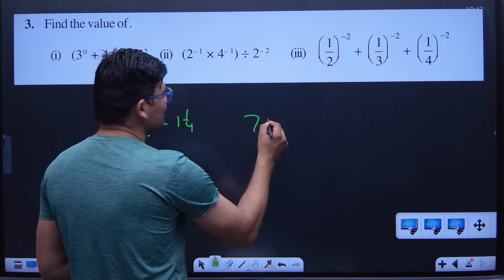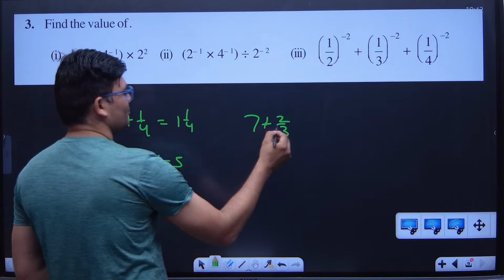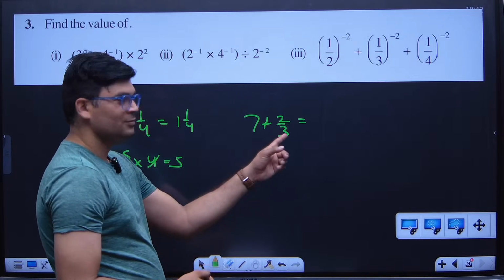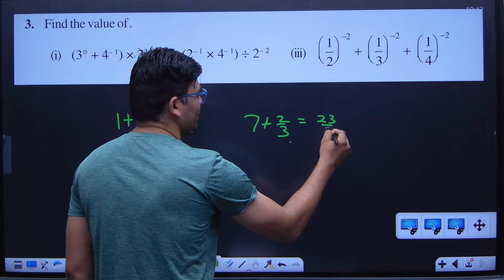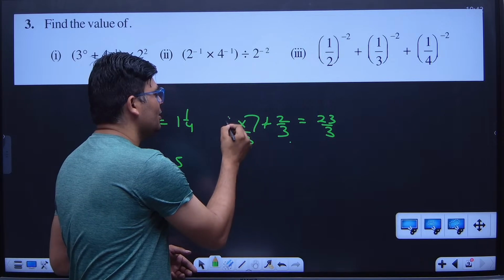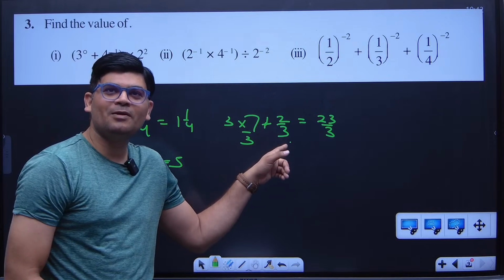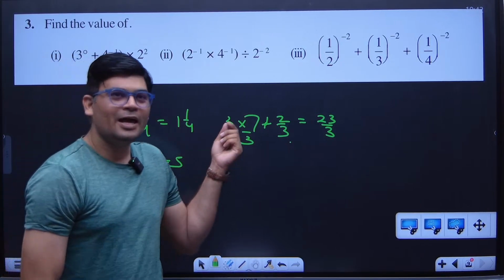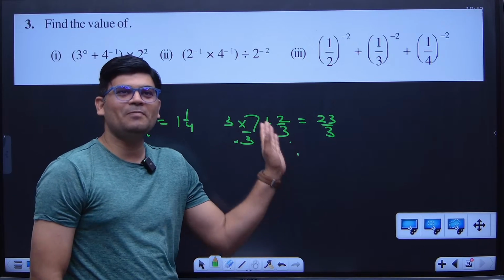So can you tell me what is 7 plus 2 by 3? 7, 2 by 3. So what is that? 23 by 3. Yes, you multiply here, add this. That is 23 by 3. Now why does this trick work? As soon as you make the denominator 3, the numerator also gets multiplied by 3. The denominator of the number which is not given is as good as 1, and the LCM of 1 and the other number is always that number. So you can simply multiply and add.